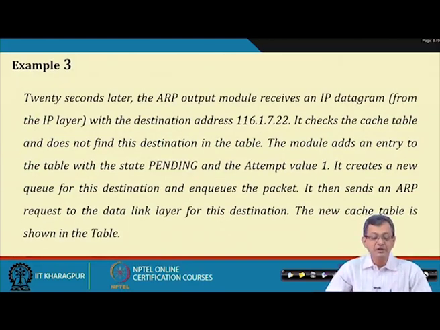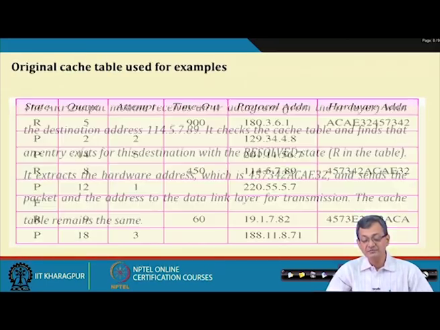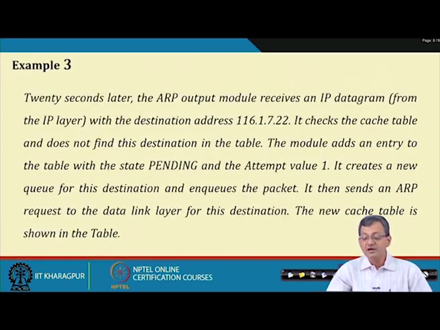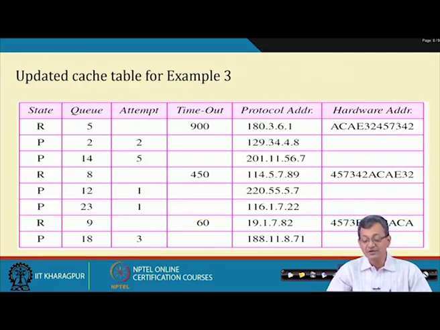Scenario 3: 20 seconds later, the ARP module receives an IP datagram for the destination 116.1.7.22. It is not there. It checks the table and finds that the destination address is not present in the table. So, the module adds a new entry with the state pending and attempt is 1. It creates a new queue for the destination, enqueues the packet, and then sends an ARP request to the data link layer for the destination. The new cache table will look like this. There is a new entry for 116.1.7.22 with a P entry, and a new queue with attempt 1.